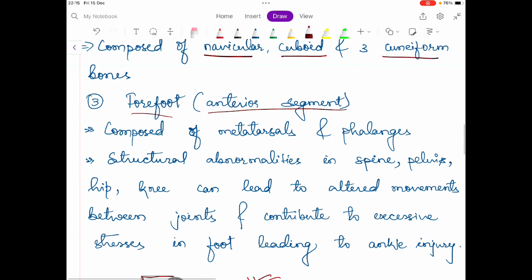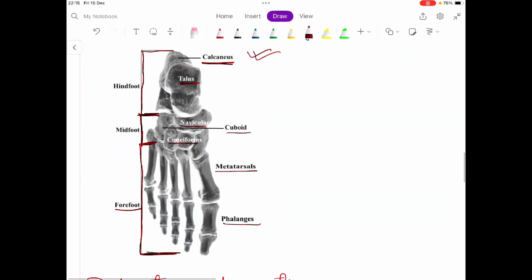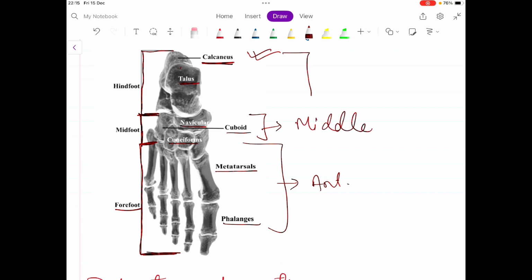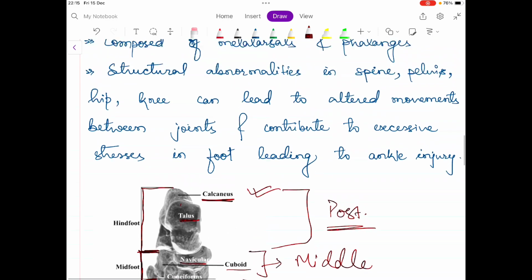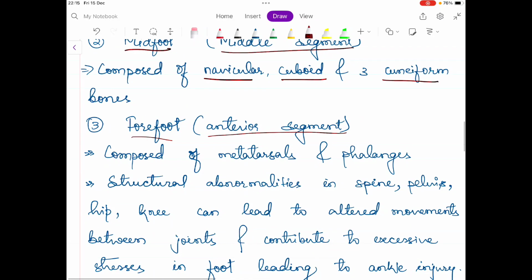So the last one is the forefoot, which is the anterior segment. This one is the anterior segment. This one is the middle segment and this much area is your posterior segment. So the anterior segment is composed of the metatarsals and the phalanges.